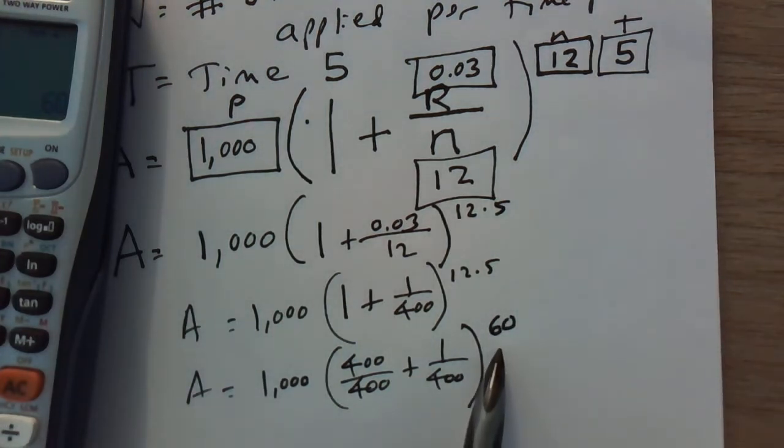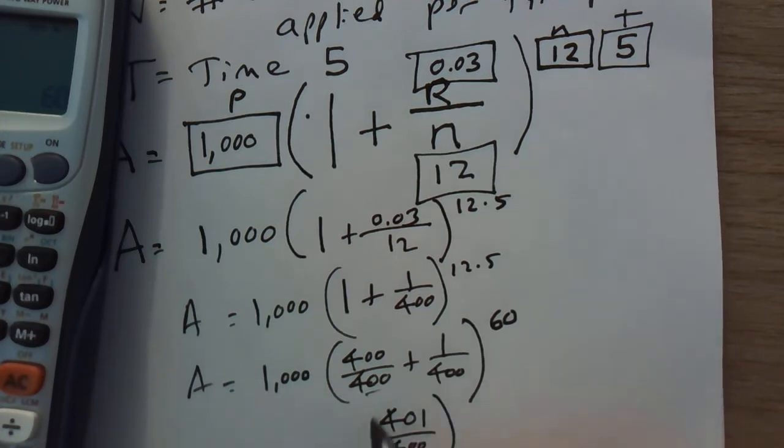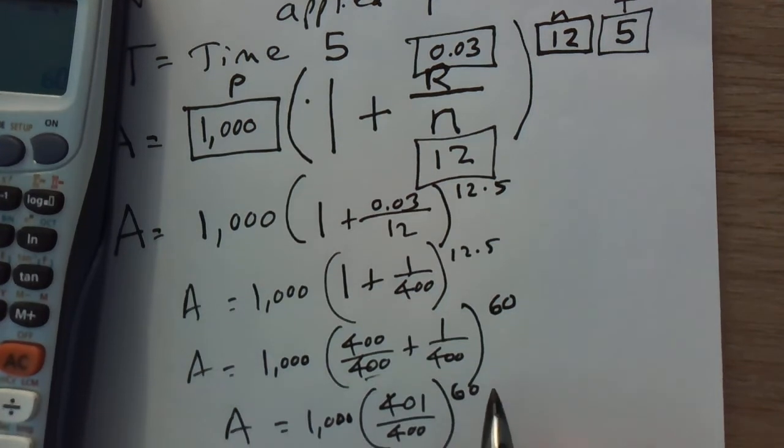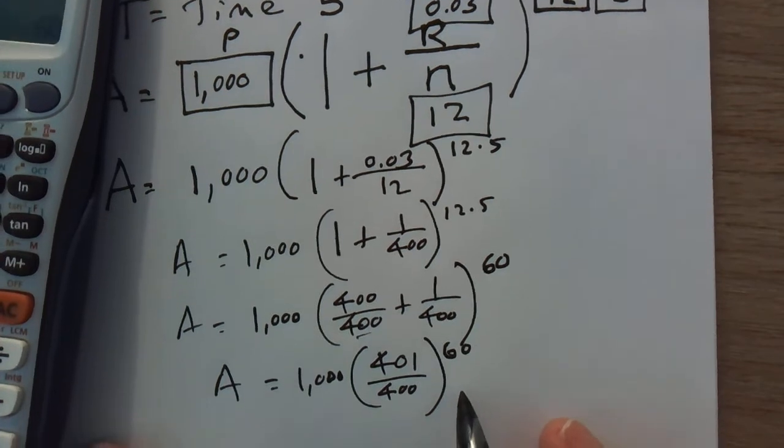This is an exponent, and we will deal with the exponent before we do anything else, but let's deal with this first. Now we have 400, because we have a common denominator, that's why I made this 400 over 400. And I show in another video how to add fractions. I have 401 over 400, all raised to the 60th power times 1,000. And if you want to know about raising things to a power and how to deal with that, I've got some videos on that.